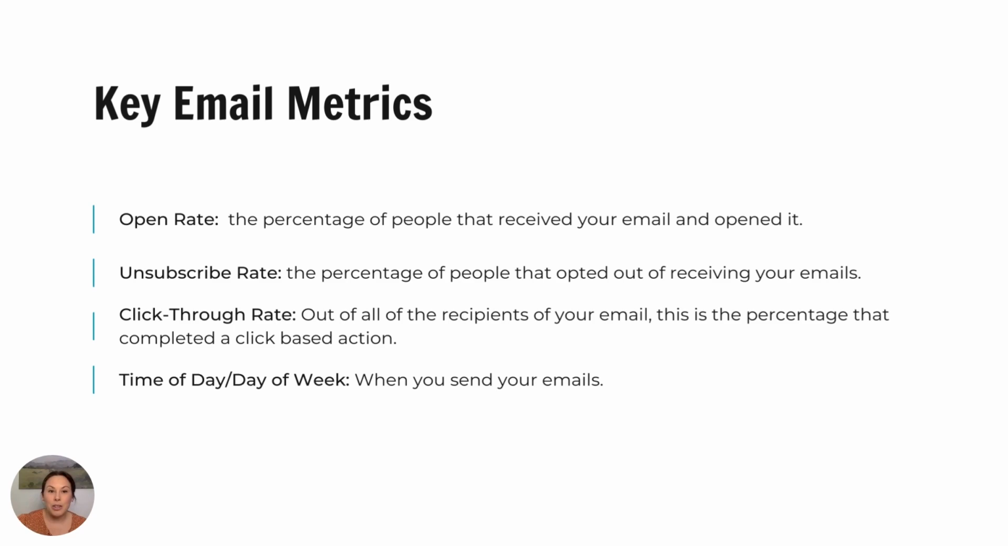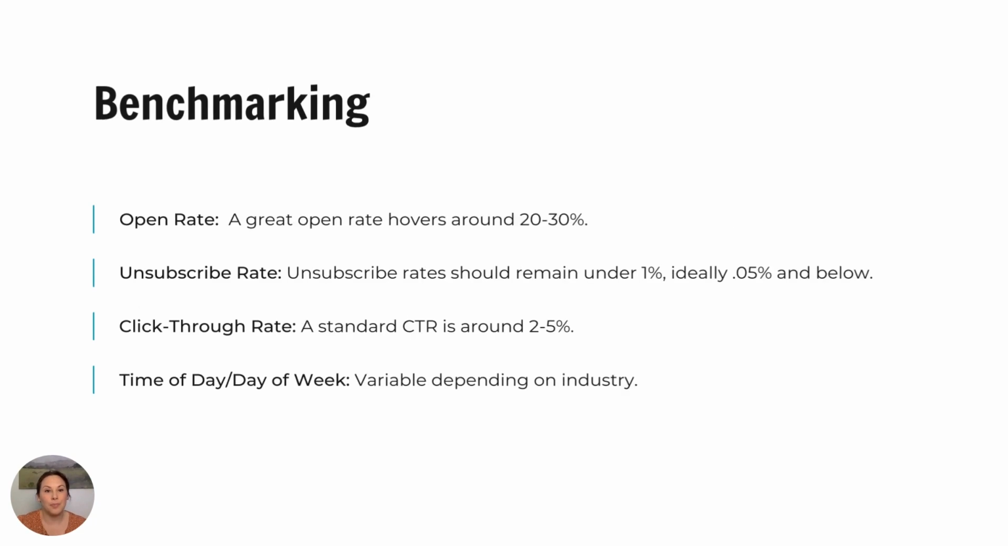Now that you know what you can measure, let's talk about the standard benchmarks that you can use to evaluate your performance. A great open rate will hover around 20 to 30%. That's really good to keep in mind when you evaluate your own open rate. Put it this way. If you send out an email and 70% of the recipients don't even read it, you're still performing really well. Your unsubscribe rate should remain under 1%, ideally under 0.05%. Your click-through rate. The standard click-through rate is going to be roughly between 2 and 5%, but it really depends on your industry. 2 to 5% is still a pretty good benchmark, though.